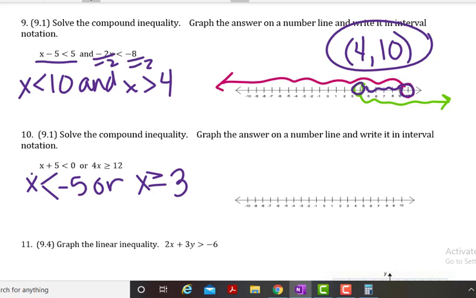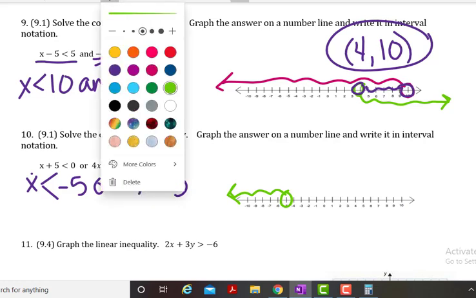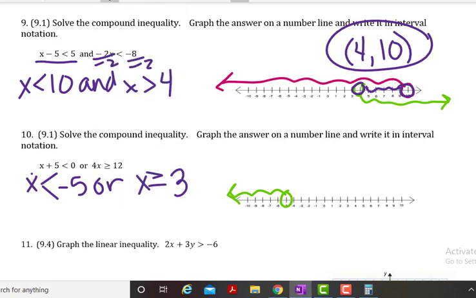Graphing them on the number line. For x is less than negative 5, I'll put an open circle at the negative 5, and it's everything to the left. For x is greater than or equal to 3, I will put a closed dot at 3, and then it's everything to the right.